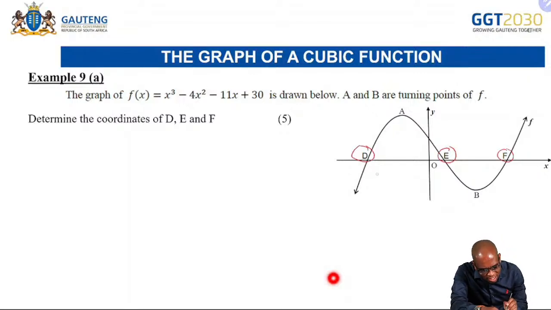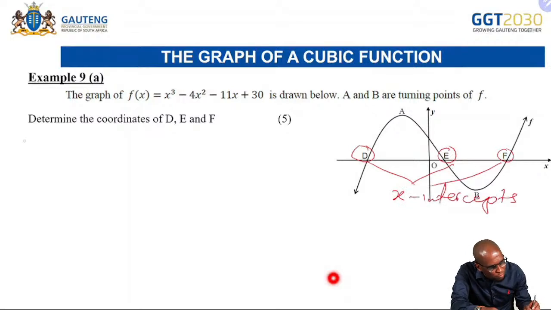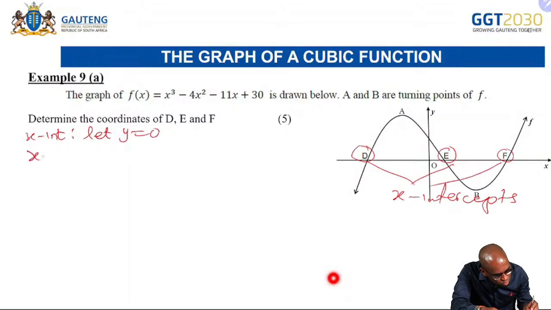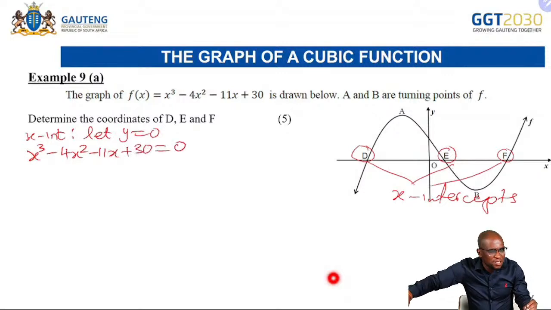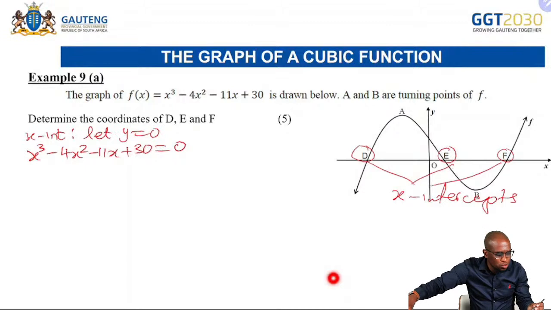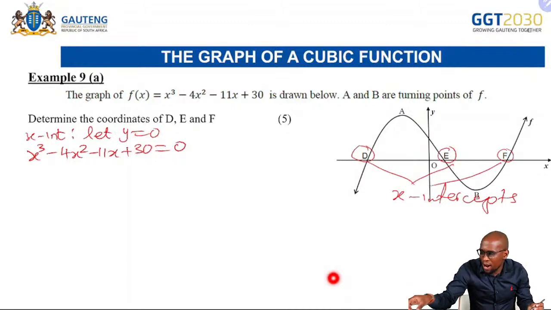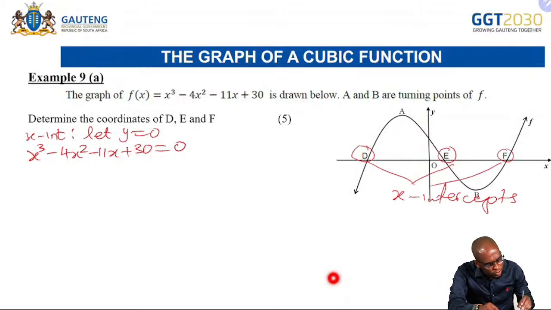Now, if you check D, E, and F, you can see that these points represent the x-intercepts. So, in order for us to find the x-intercept, what do we do? We let y be equal to 0, which means we would have x cubed minus 4x squared minus 11x plus 30 equals 0. That is the first step. We let y equal 0 to find our x-intercepts. Now, we have a cubic polynomial, so the next step would be to try and factorize.